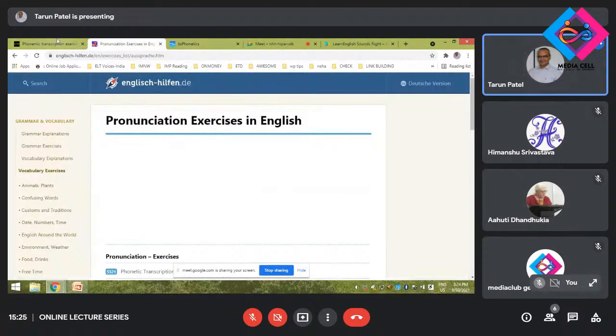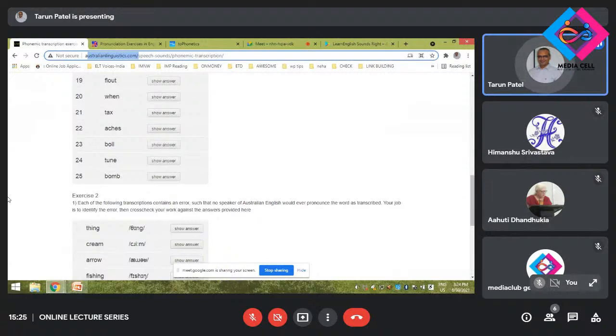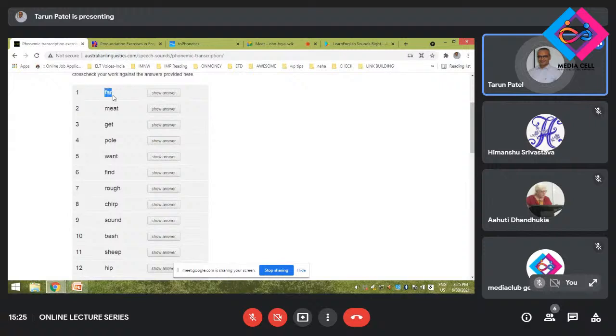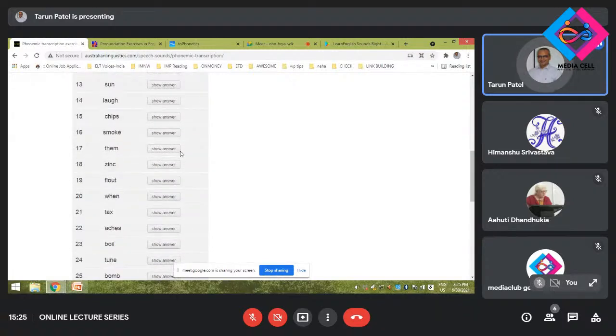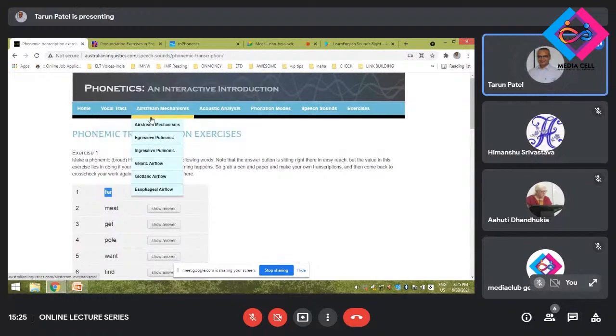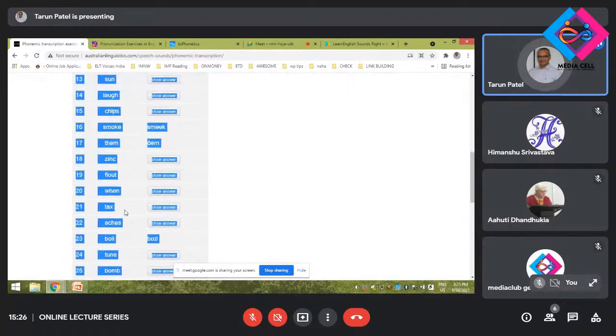Similarly, here we have AustralianLinguistics.com, where you would be able to guess and find out the phonetic transcription for different words. Here we have phonetic transcription exercises. Like we have this word far. You try to write it down first and then click on show answer and check whether you are right or not. Similarly, we have smoke, them, boy, and so many. There are many words that you would be able to find, including some of the theories of phonetics, like speech sounds and cardinal vowels, which are not of much use to you, but you should be able to utilize this part.